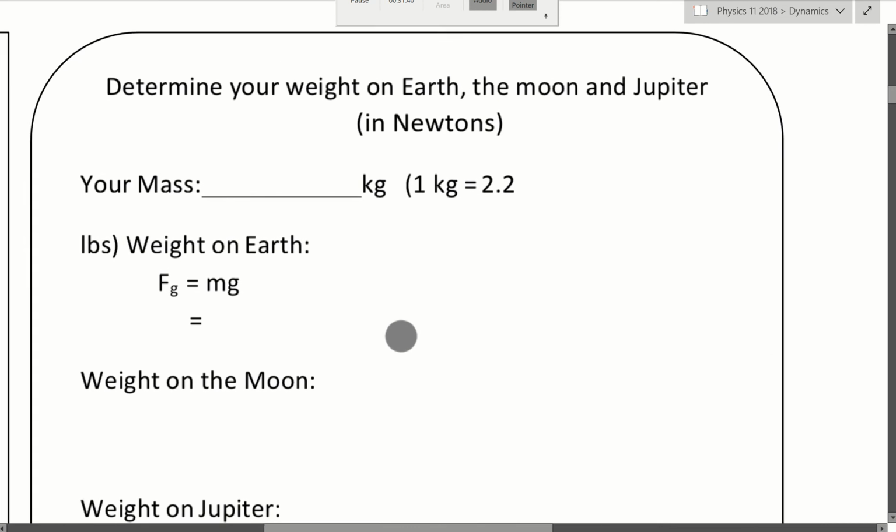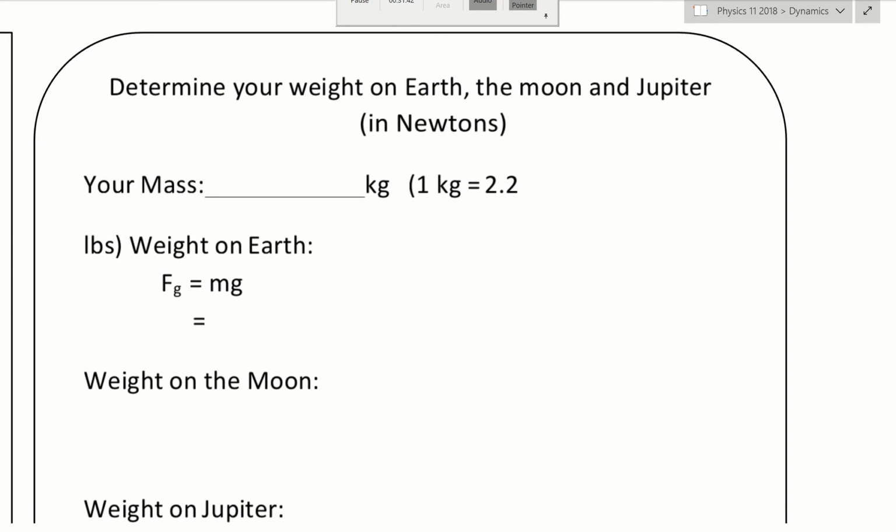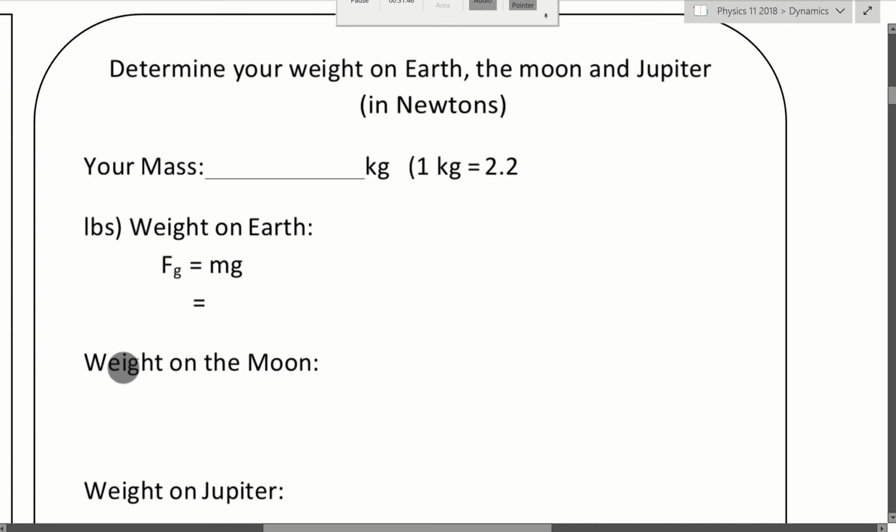Now, this is something where you can change the numbers. For example, let's say your mass is 54.5 kilograms, right? I'm making up that number. You can change it to your own value. If you only know your mass in pounds, then you can do a conversion. 1 kilogram is 2.2 pounds, if you want.